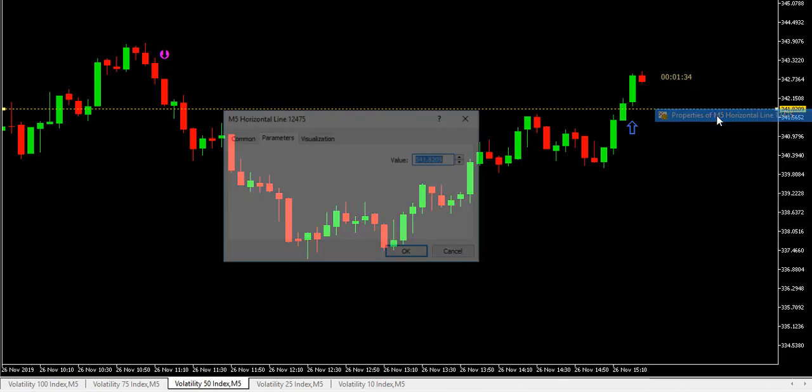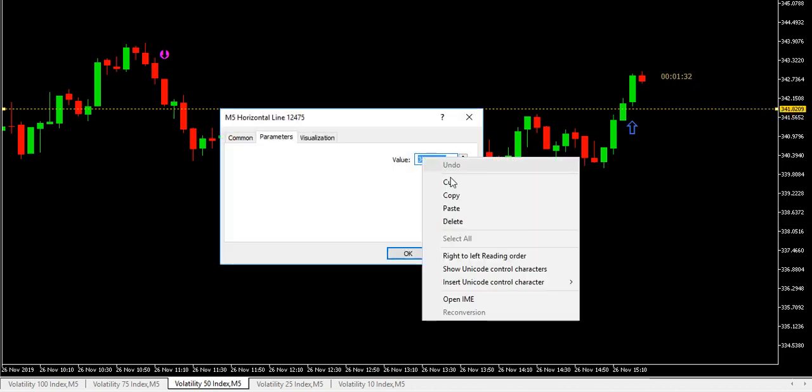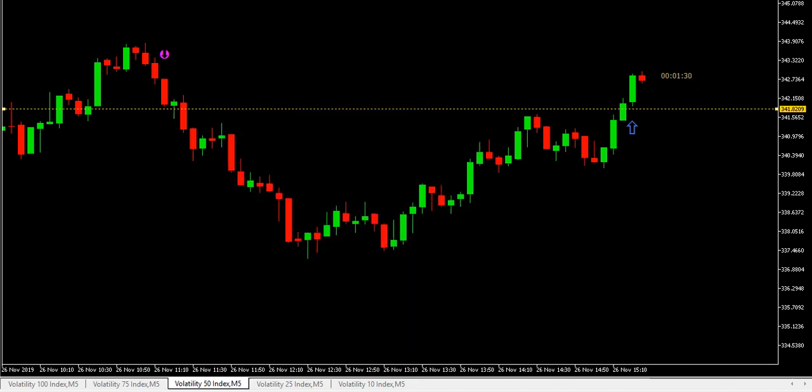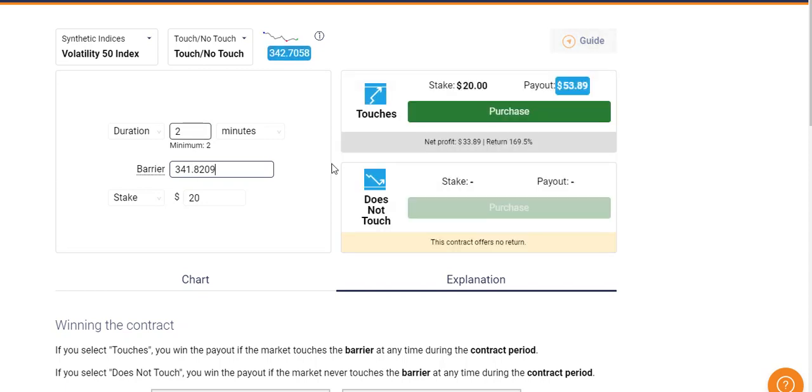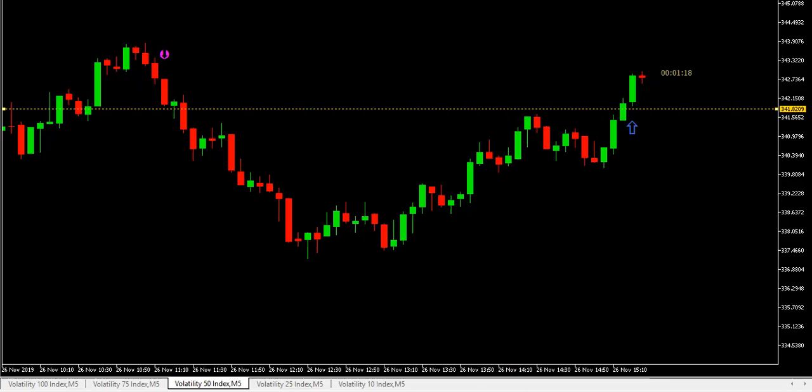I right click that line, go to parameters, copy this. This is volatility 50, so I'll go to volatility 50 and paste this value here. I'm saying for 2 minutes, price will not touch. Does the broker allow me to do that? No. The broker is not allowing me to do that.